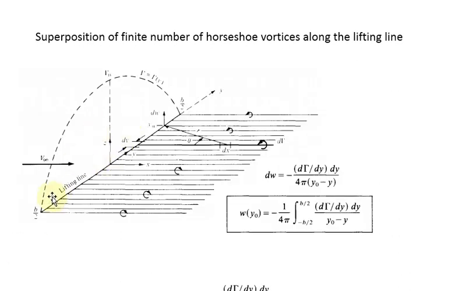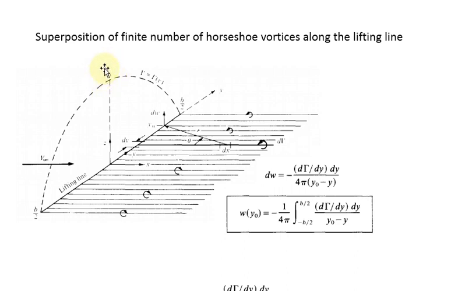Based on that, the previous slide had only three horseshoe vortices. Here we are superimposing an infinite number of horseshoe vortices. If I superimpose an infinite number of horseshoe vortices, I will get the value of circulation like this. As usual, this is my origin point, and this is the value of the circulation, Γ0, the circulation strength at the origin point.